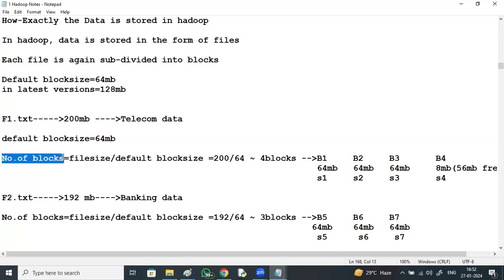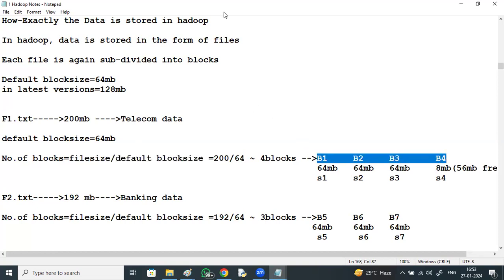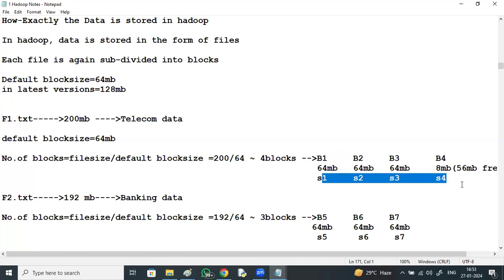Into how many blocks is the file divided? This 200 MB file is divided into how many blocks? File size divided by default block size: 200 by 64, nearly 4 blocks you get. Assume B1, B2, B3, B4. Each block is 64, 64, 64, and the last block only 8 MB is stored, so 56 MB is free in the last block. The 4 blocks are stored across 4 systems.